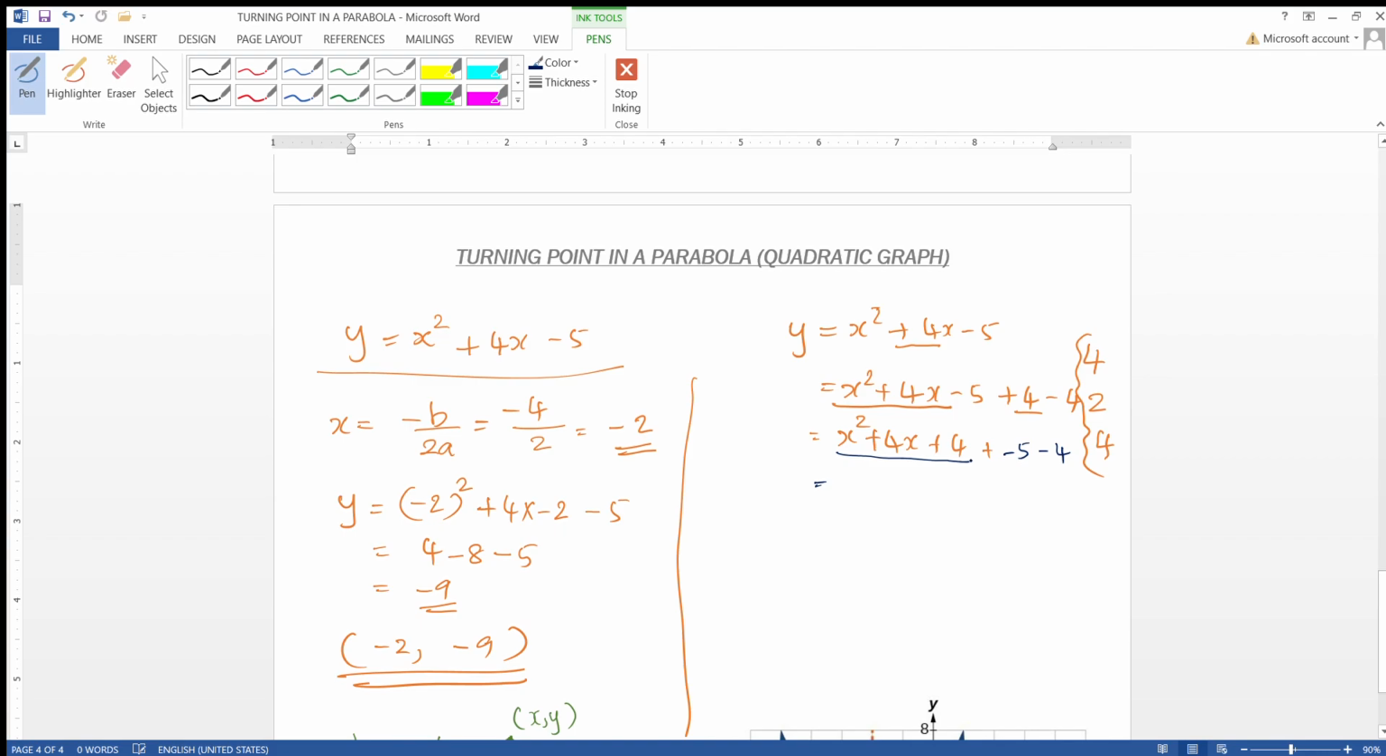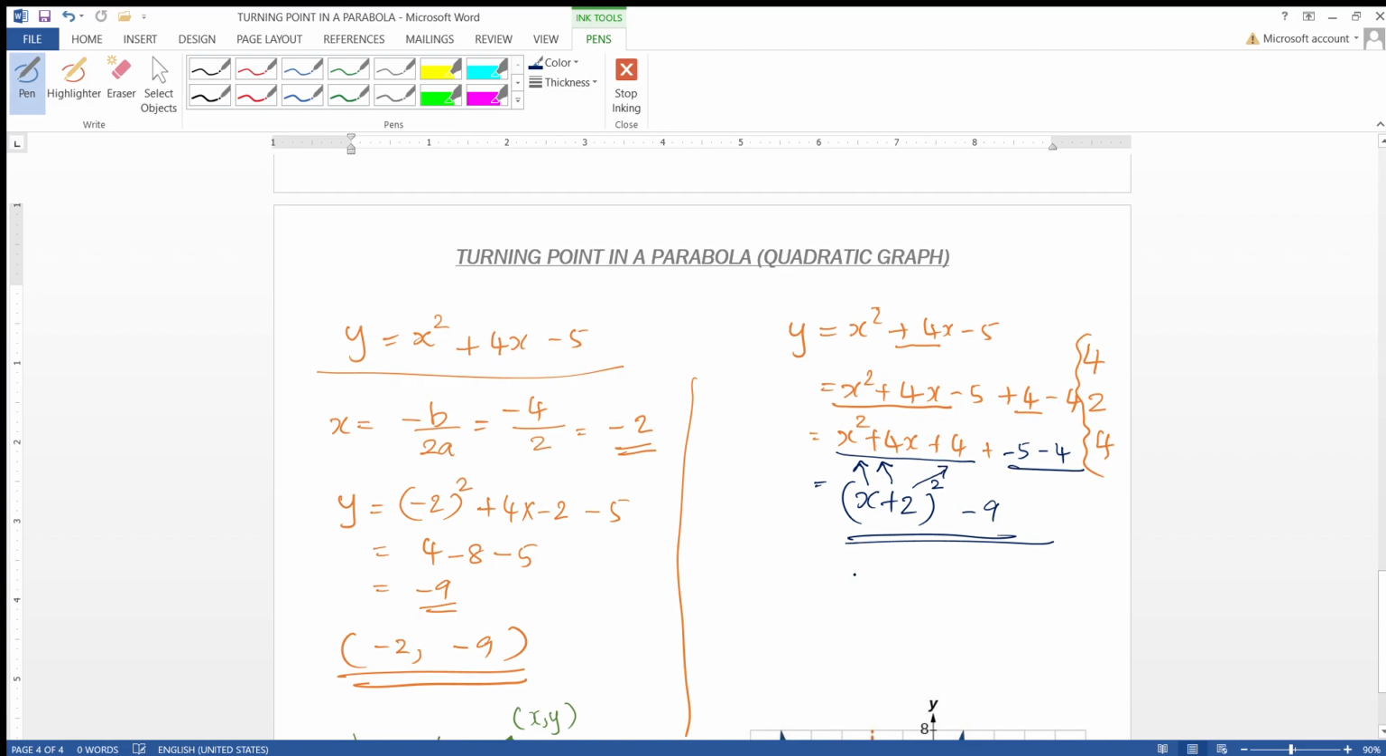So this can be written as x plus 2 the whole square. And the remaining part is -9. Completing the square method is done. Because from x square you got x, plus you put 2, and 2 square is 4. That's how we are writing.